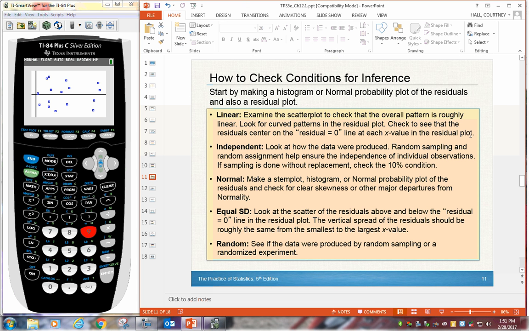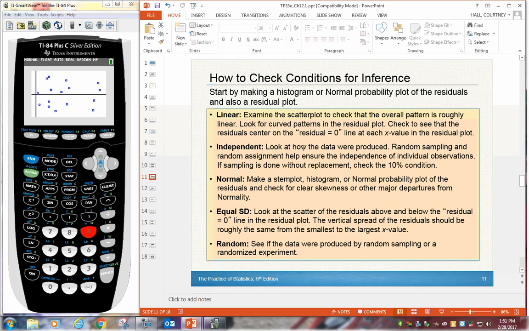So again, we want to check if it's linear. Examine the scatter plot to check that the overall pattern is roughly linear. Look for curved patterns in the residual plot. If you have a curved pattern, then you want to say no, it doesn't work. Check to see that the residuals center at the residual equals 0 line at each x value in the residual plot. So this horizontal line is the line residual equals 0. And so they're kind of halfway above it and halfway below it, and that's a good thing. Half of your points are above it and half your points are below it, for the most part, okay?